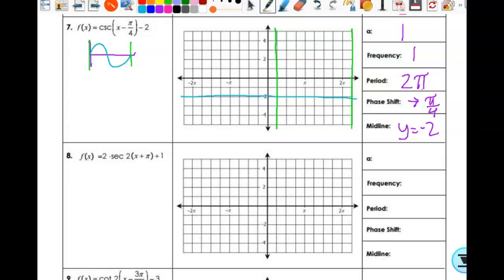Halfway between the two is an asymptote. You got a couple of options. You can count and get halfway, or know that pi would have been halfway before we moved over, so I can go to pi and then move over pi fourths. Whatever works for you is fine.